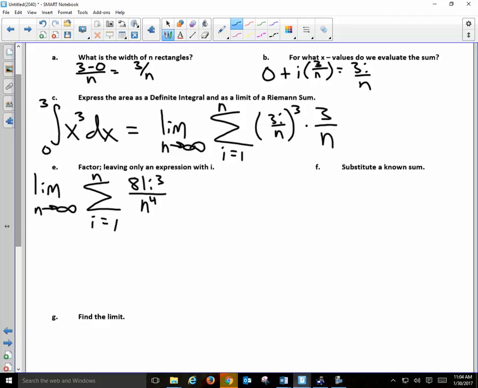I have a nice expression right here. But what I want is I only want n. Look, I got to let n go to infinity. But I've got these i's in here. I want to get rid of the i's. So I've got the limit as n goes to infinity of, we're going to take out the 81 over n to the fourth, and we're going to leave the sum from i equals 1 to n of i cubed.